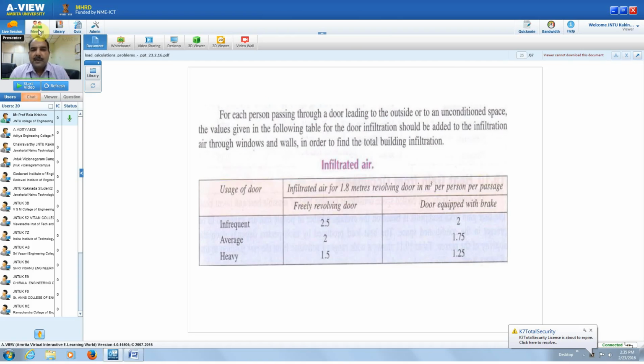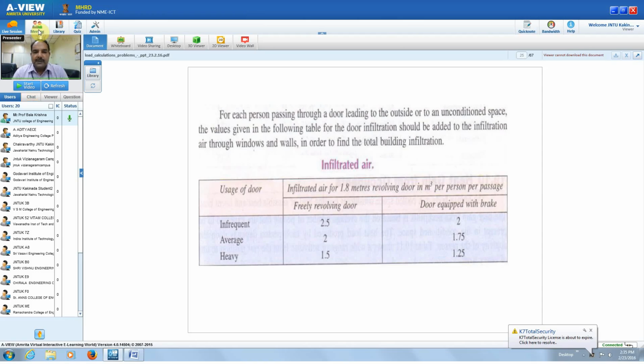For each person passing through a door leading to the outside or to an unconditioned space, the values given in the following table for the door infiltration should be added to the infiltration air through windows and walls in order to find the total infiltration.